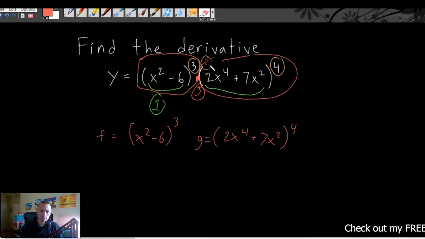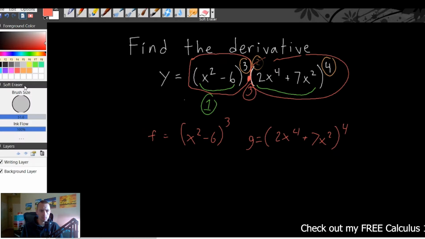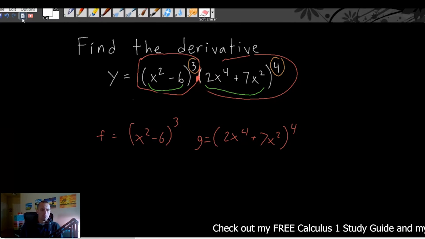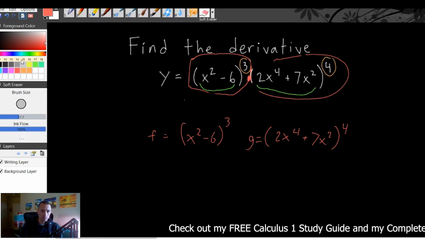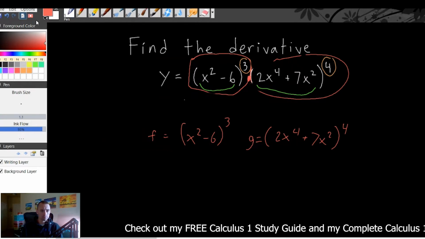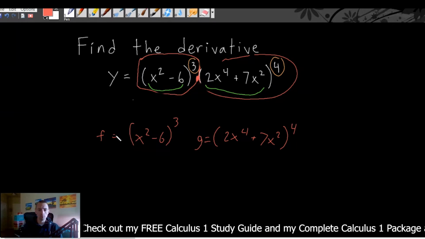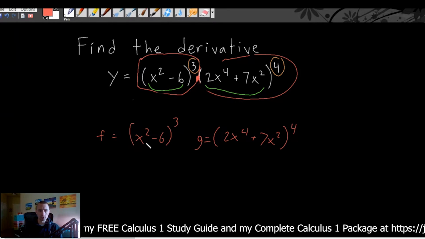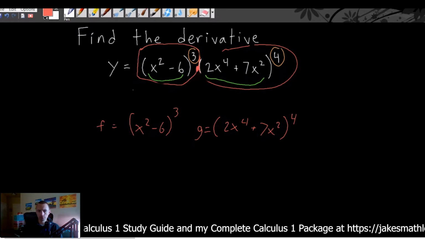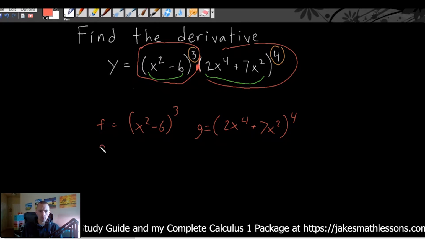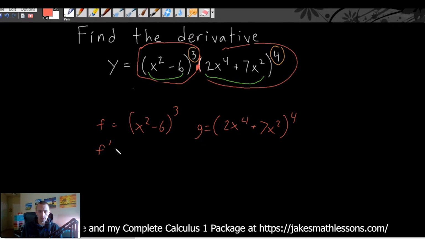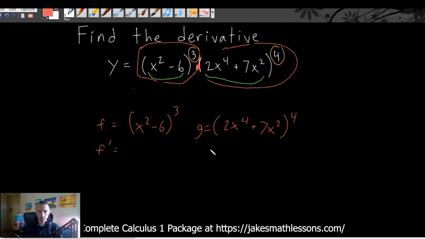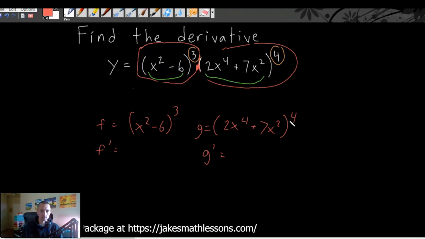So let me just go ahead and erase a little bit of this here, just to kind of clean things up. I kind of made a little bit of a mess. Based on the product rule formula or the product rule process, what we need to do, now that we've decided which function is our f and which is our g, we then need to find the derivative of each of these things. So the derivative of this and the derivative of this.